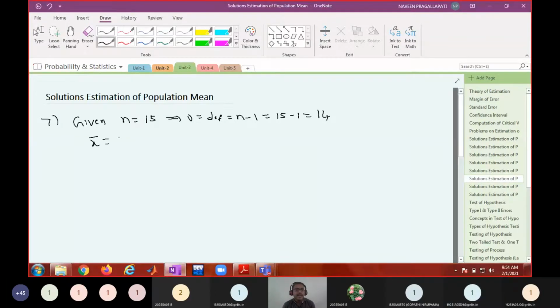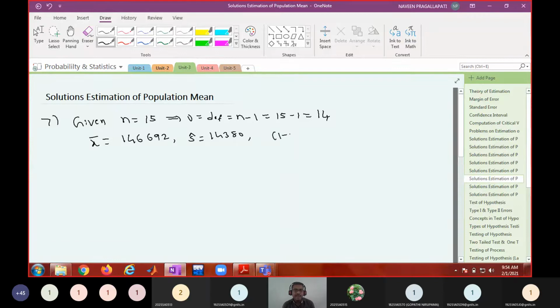And what else is given? X bar equal to 1 lakh 46,692, and S cap, the standard deviation, is given as 14,380. Please observe that it is given on an average. That's why it is the mean.